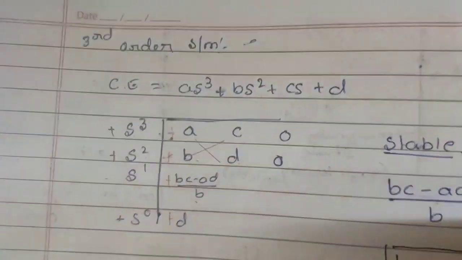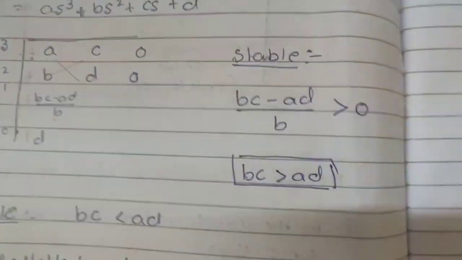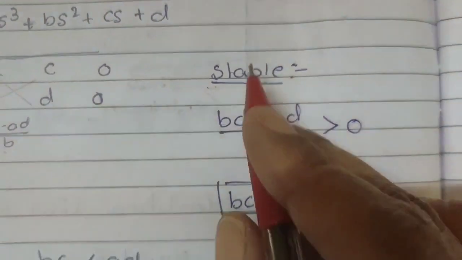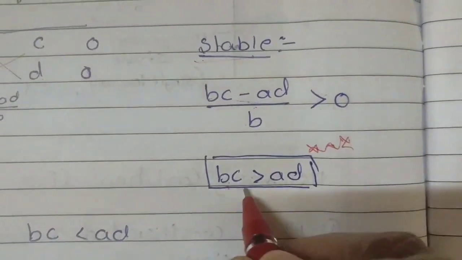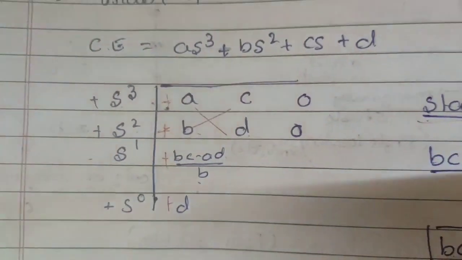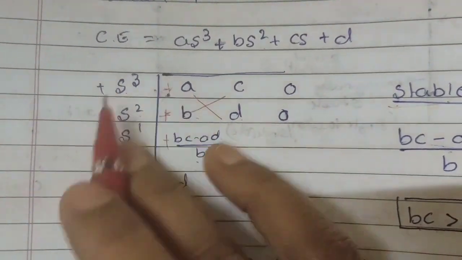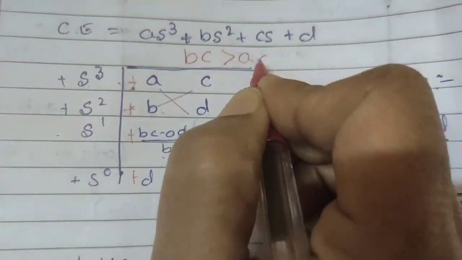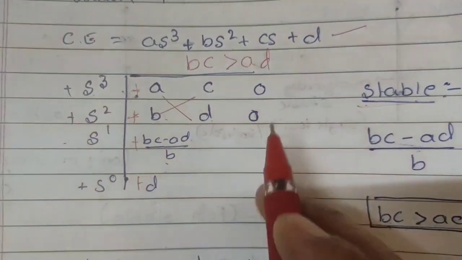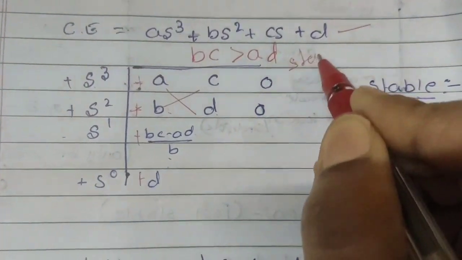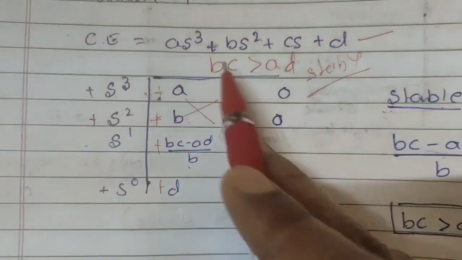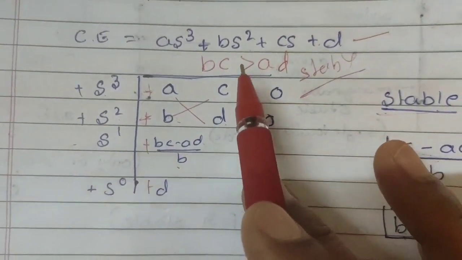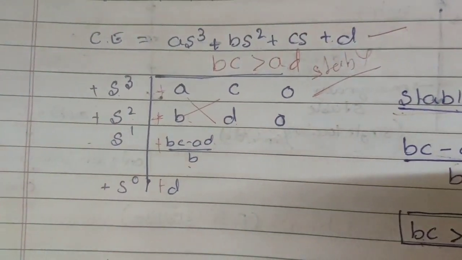So one easy trick is, for a stable system, BC should be greater than AD. There is no necessity of drawing the Routh table and calculating all these. Simply, the condition is BC should be greater than AD. If the characteristic equation satisfies this condition, then the system is stable. If we know the characteristic equation, we can only check this condition and we will come to know whether the system is stable or not.